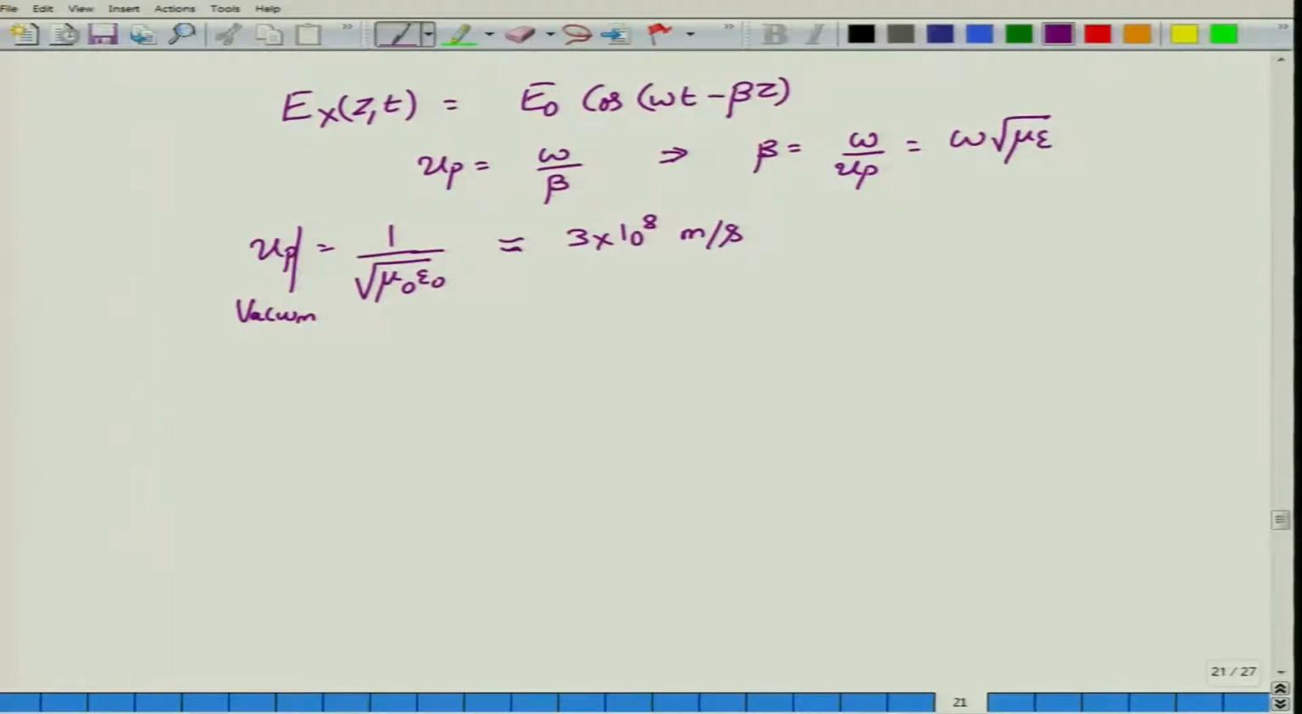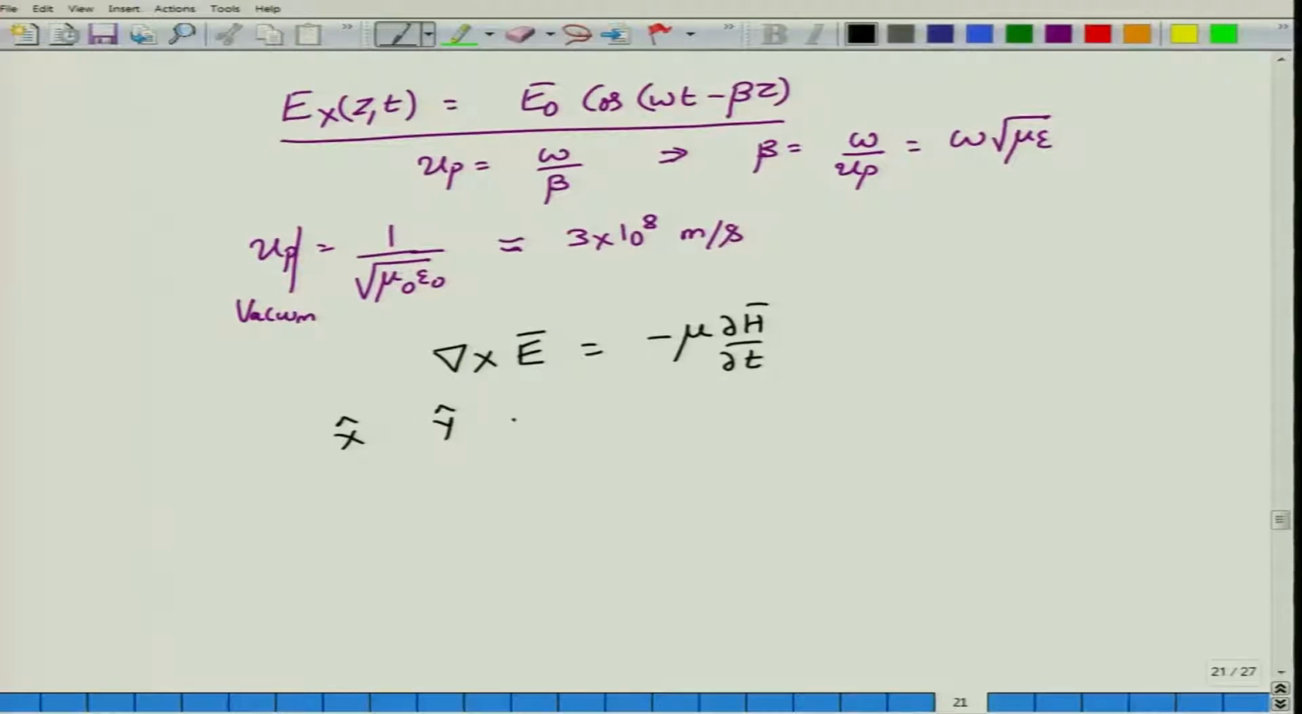What about the H component? We have written only the Ex component, but I should be able to find the corresponding magnetic field component, and I can find that by appealing to this equation: del cross E is equal to minus mu del H by del t. Because we are considering the Cartesian coordinate system, writing this del cross E is very easy. It is easy as pie.